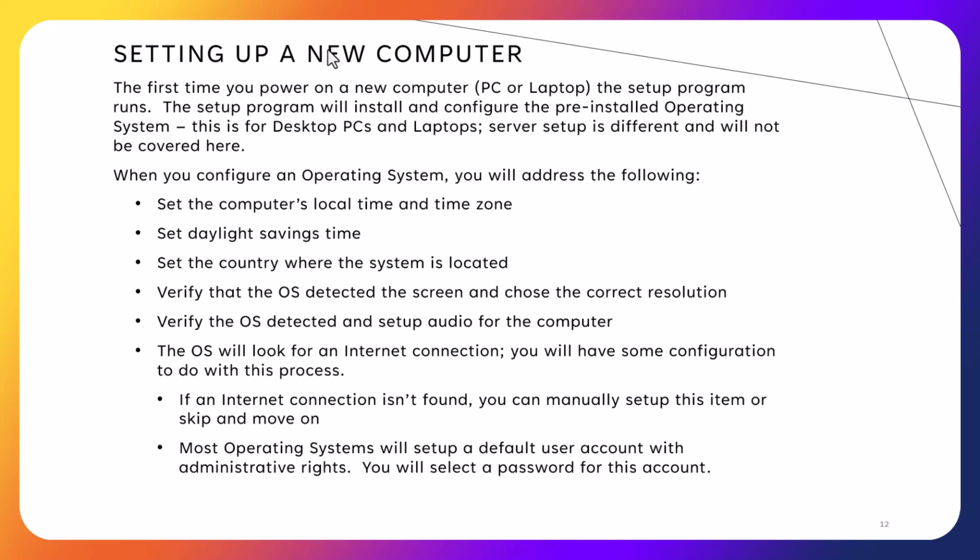The OS will then look for your internet connection. Again, you may have some configuration here, but most systems don't have much of a configuration. If it's a Wi-Fi system, it'll see the Wi-Fi. Make sure you pick the correct Wi-Fi SSID. That's the Wi-Fi name. You may have to enter a password to get onto the system, and then you're going to be on. If you want to, you can skip that and come back to it later.